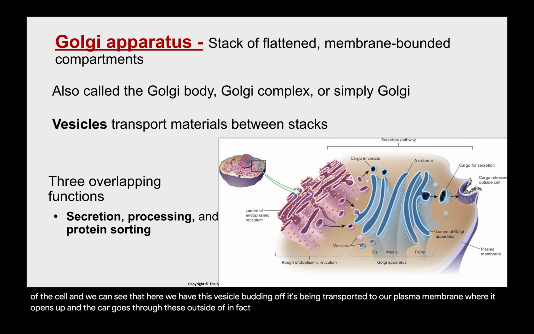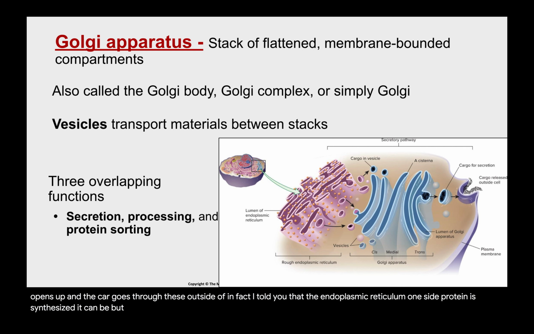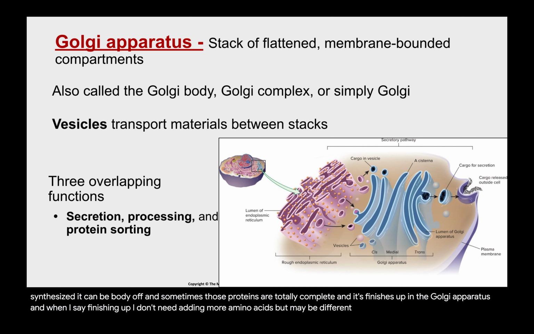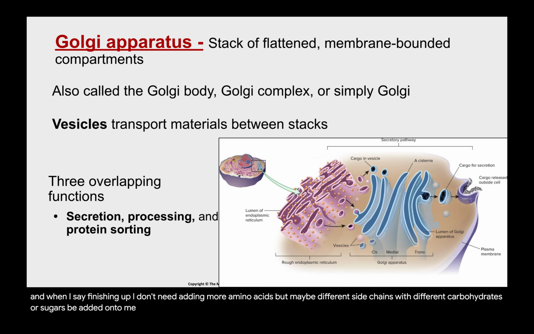It can be part of processing proteins. Right? So I told you that the endoplasmic reticulum, once a protein is synthesized, it can be budded off. And sometimes those proteins aren't wholly complete, and it finishes up in the Golgi apparatus. And when I say finishing up, I don't mean adding more amino acids, but maybe different side chains or different carbohydrates or sugars being added on to make that protein function the way that it should. Right? So we're not adding more amino acids, we're just refining the protein.